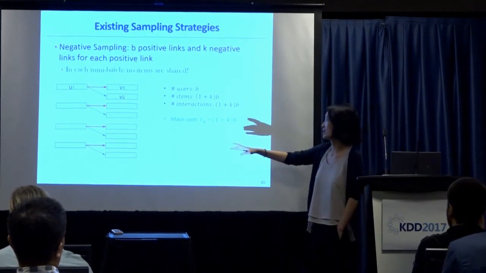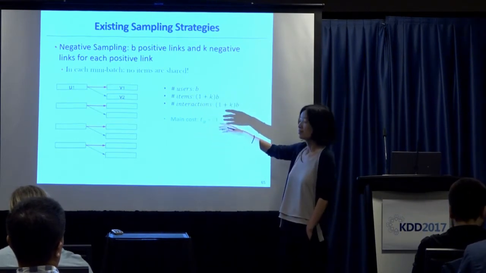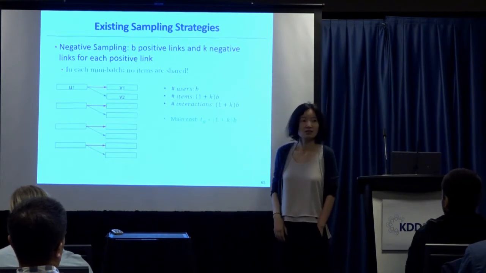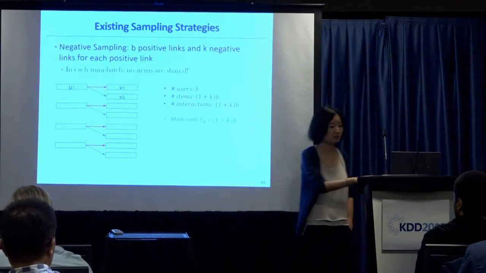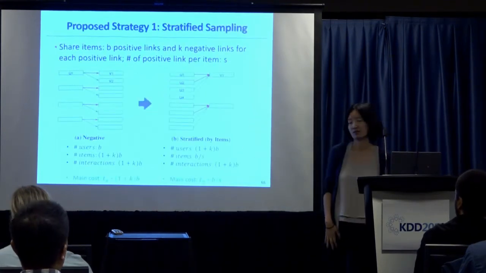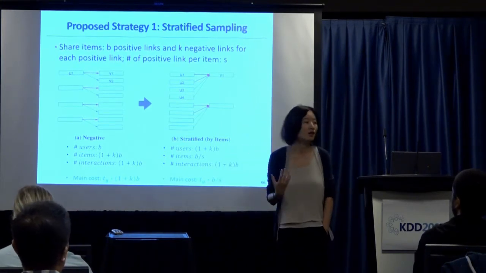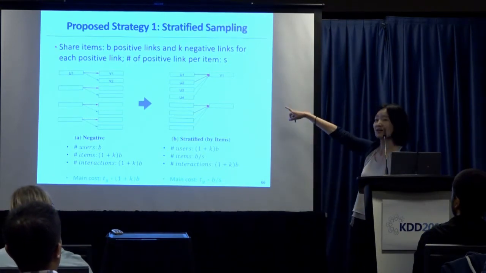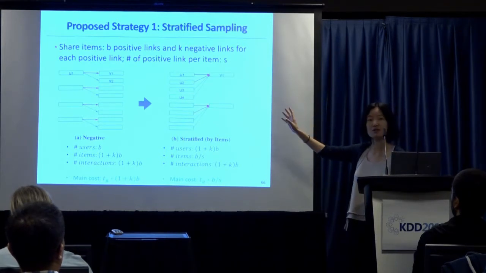If you look at this mini batch, if there are B positive links, how many items are there? That's 1 plus K times B. That's the number of items. We're not happy with that, so we want to share items in a mini batch. So we're saying, why not group by items? In this mini batch, we can share a lot of items.